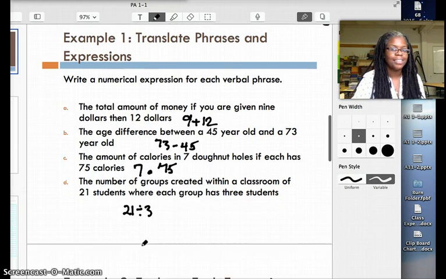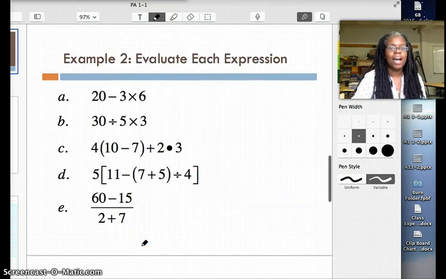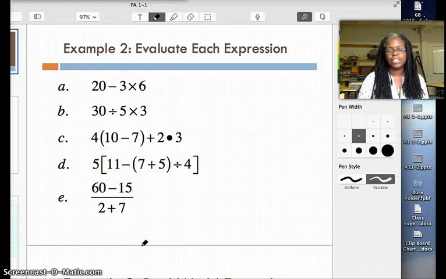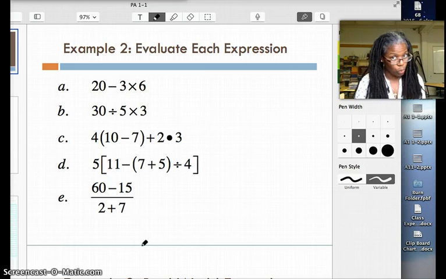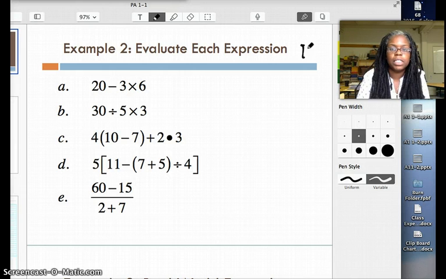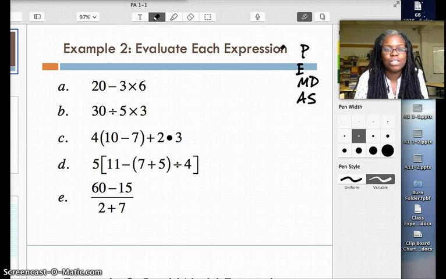Not too hard, right? Let's take a look at this one. All right, so now we're going to evaluate each expression, and the tool we're going to use for evaluation is order of operations. So let's take a look. We have 20 minus 3 times 6. Order of operations: Please Excuse My Dear Aunt Sally. There we go. So order of operations tells me I'm looking for parentheses, don't have them. Looking for exponents, nada. But I have multiplication, which supersedes subtraction.